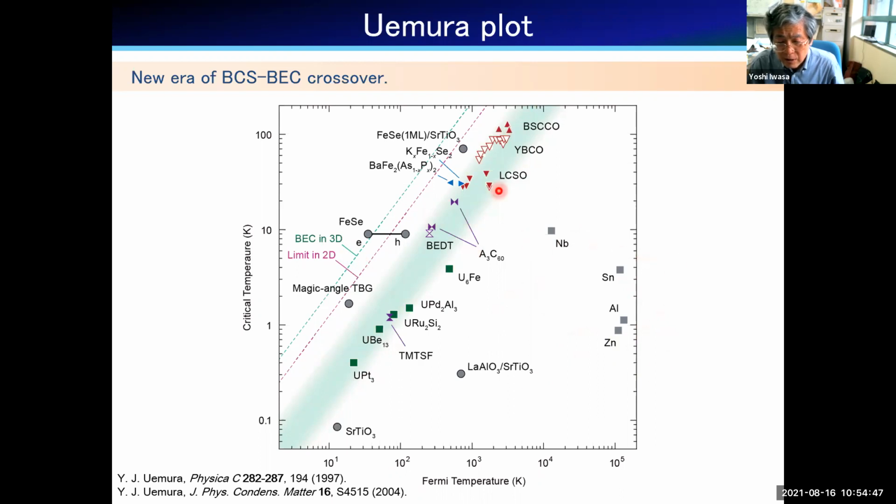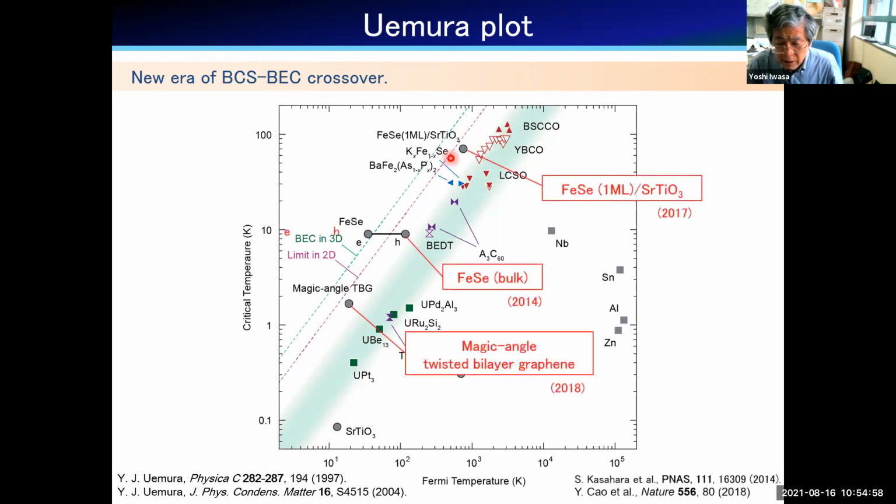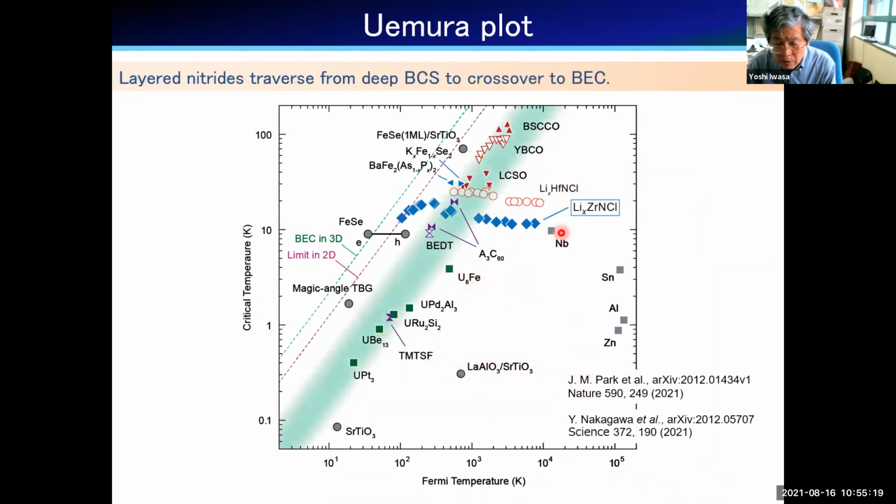This is the BCS region, and this is the BEC region. Recently, physicists are discovering new materials which exist close to the BEC region: twisted bilayer graphene, iron selenide, and monolayer iron selenide, reported by these papers. And our data is around here. So we started deep inside the BCS region, crossed over the exotic superconductor regime, and approached the BCS-BEC crossover, BCS approaching the BEC limit.